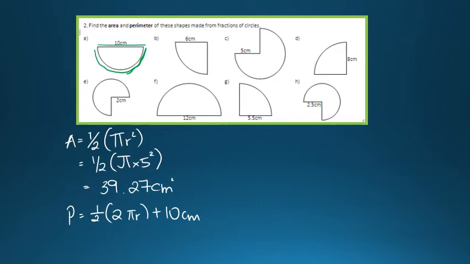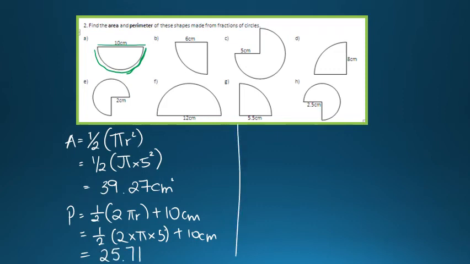So the difference between perimeter and area is actually a little bit more straightforward in that you work out the area, you get a fraction of it, done. For the perimeter, you have to break it down into parts. You might need to work out a fraction of the circumference, but then add it on to other sides to complete the perimeter. So that's half of 2 times pi. The radius here is 5 plus your 10 centimeters. Put that into your calculator, and that will leave us with 25.71.